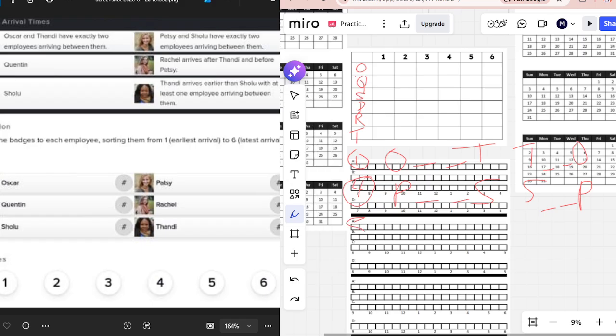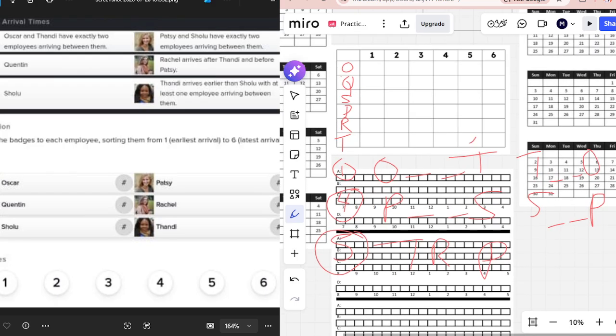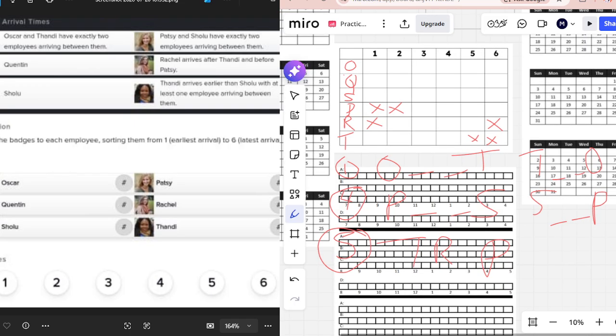Then next, number 5, they said that Rachel arrives after Tandy. So if this is Tandy, Rachel arrives after it. But Rachel comes before Patty. Though they didn't tell us if it's immediately before or after, they told us that Rachel arrives after Tandy. So from this we can see that Tandy cannot be the last 2, because at least it has Rachel and Patty behind it, and Patty cannot be the first 2 because it has Tandy and Rachel in front of it, and Rachel cannot be the first, neither can it be the last because it has one in front of it and one behind it.